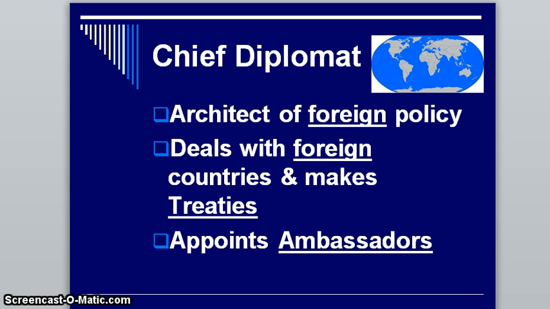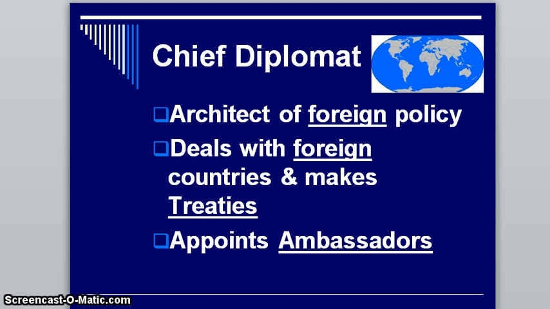On the same kind of level with our foreign matters, our president is also the chief diplomat. We think of this as the architect of foreign policy. If you think about the term architect, we often think about the idea of a builder. So the president is constantly building our relationships with foreign countries. This can be through treaties, maybe trade treaties or trade agreements, but this could also be with peace treaties or other sorts of agreements between other countries.